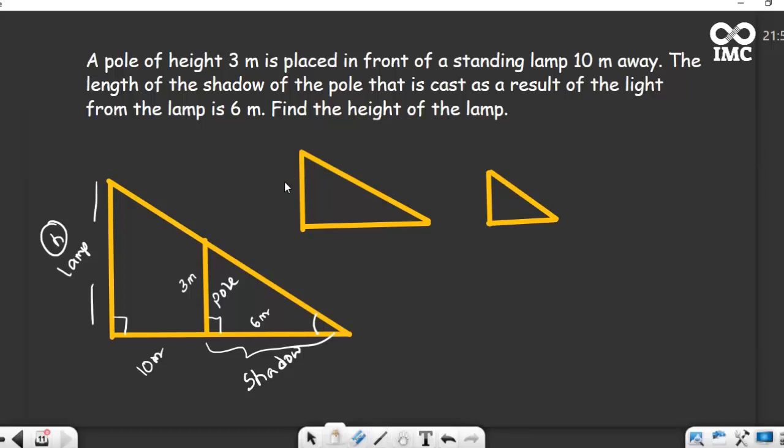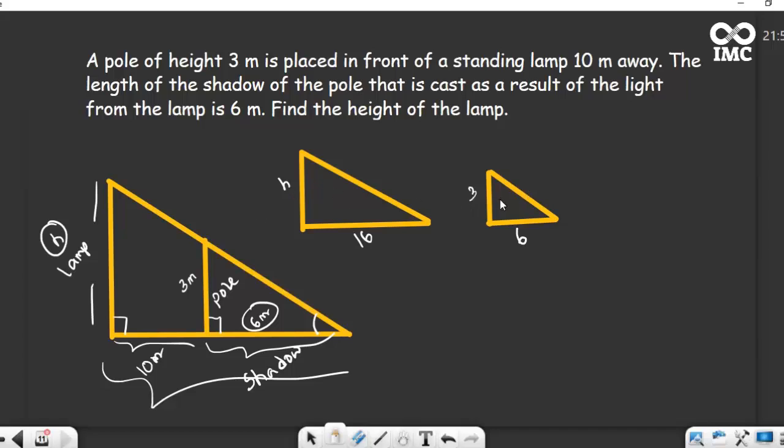So here this one is the height. This one is the big triangle. And this one is the small triangle height. And here 10 plus 6 is 16 meter. Look, this is 10. From this part to this part 10. And this part to this part is 6. So 10 plus 6, 16. And here shadow, that means this one is 6 meter. And the pole is 3 meter.